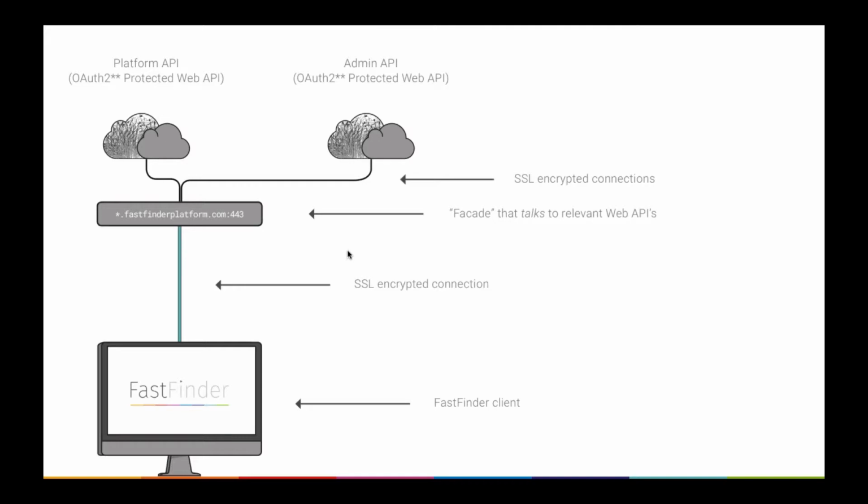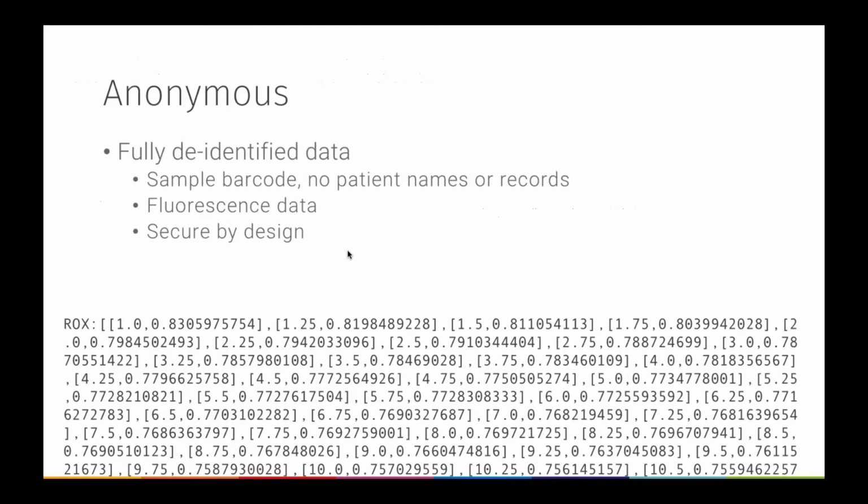So there's no other ways to any other application. It's only this facade, and it's over an encrypted connection. The data is fully de-identified, and only a sample barcode goes up. No more patient names or records. It's fluorescence data, like you can see below. Someone who does not know PCR very thoroughly cannot do anything with it. So what we like to do is we call it secure by design. There's no way anybody could do anything with this data because they do not have the link between the sample barcode and the patient name.